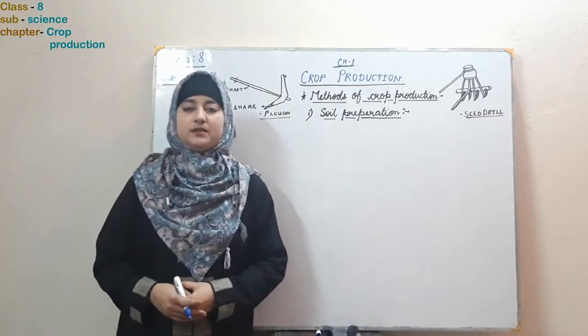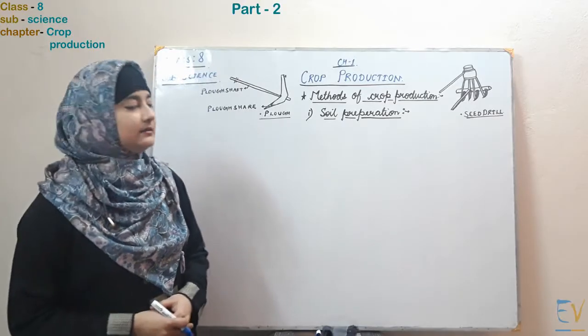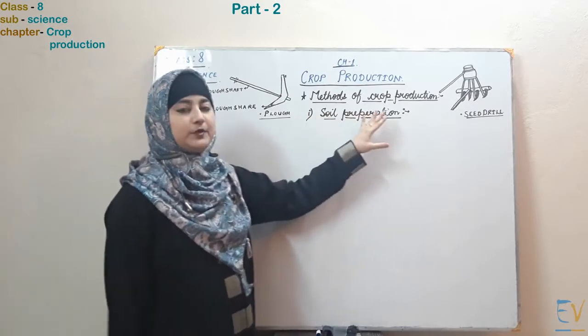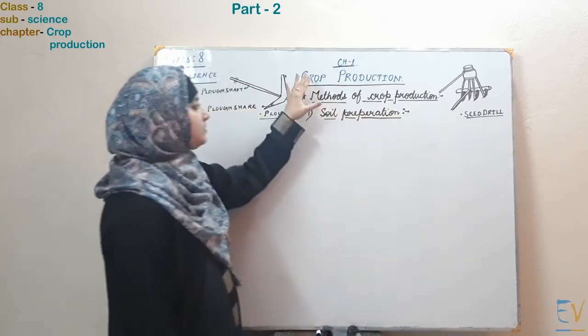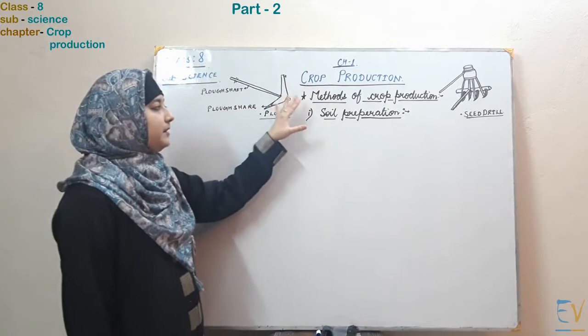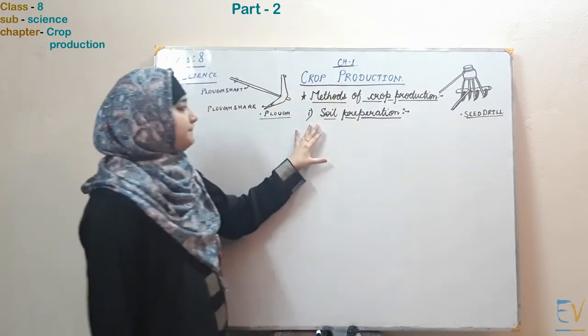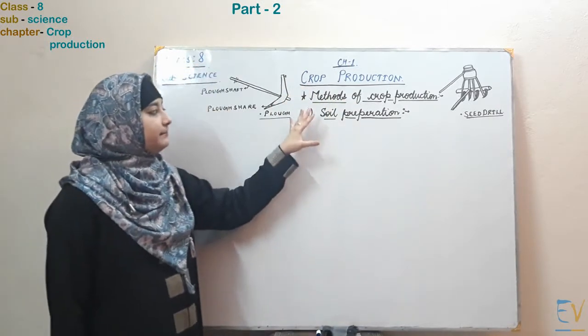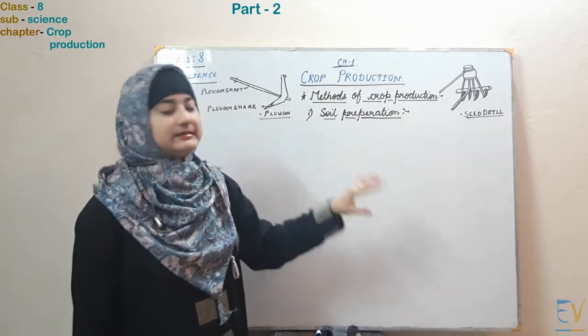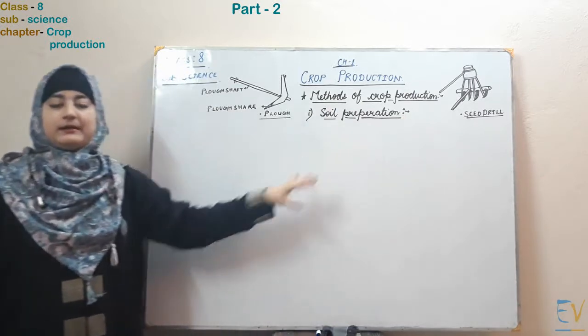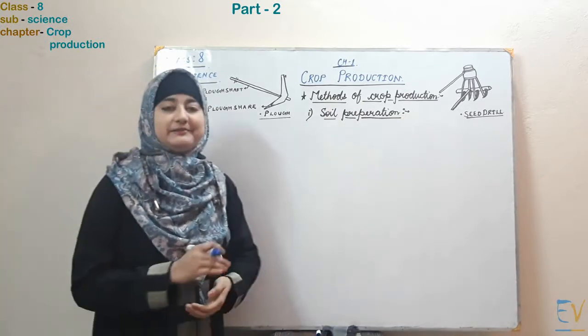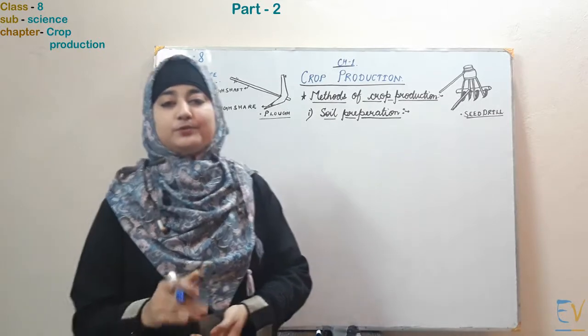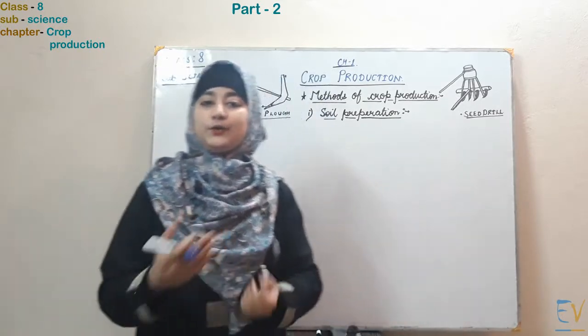Good morning everyone. Today I am going to start with the topic methods of crop production, which is a subtopic of chapter number 1, crop production. So the first point in methods of crop production is soil preparation. Basically, soil preparation develops conditions that promote all the possible growth.